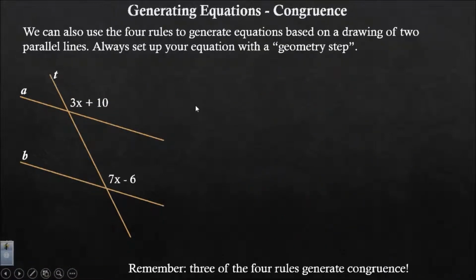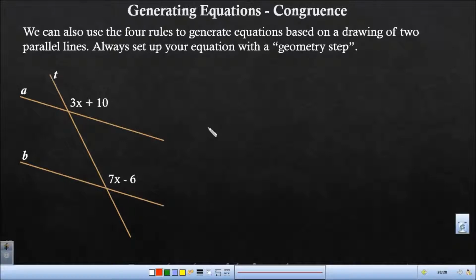Okay, generating equations. Alright, here's how this works. You have two angles. What kind of angles are these? These are corresponding angles. And if A and B are parallel, then the corresponding angles are congruent. So we're actually missing a given here, but the given would be that A is parallel to B and that T is a transversal.